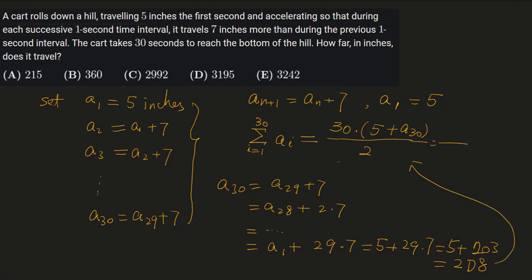Then we plug it in here. We get 30 times 5 plus 208 over 2. That's 213. And we cancel this 2 with the 30. We have 15 times 213. Now, we need to calculate another product. But do we really need to do that? The answer is no. Because you look at this.